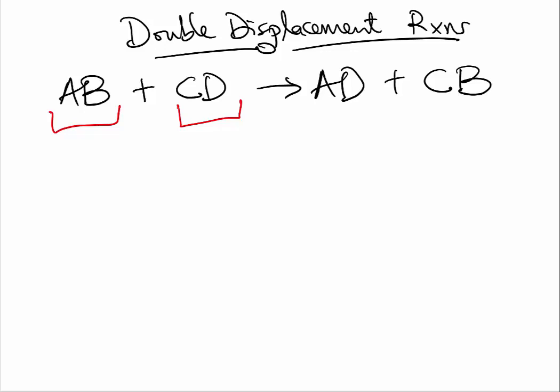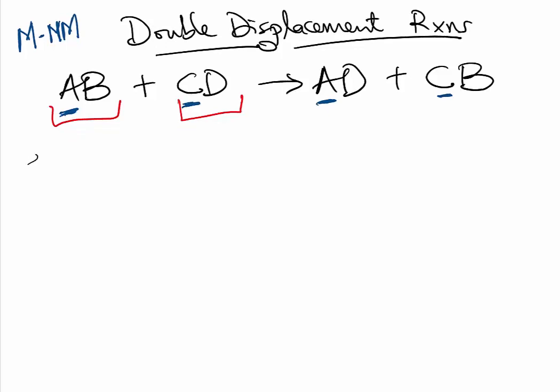Now, take a look at the way I have written the products. I wrote A first and I wrote C first. Why did I do that? The reason is because anytime we want to write an ionic compound, we usually write the metal followed by the non-metal. And that is what I'm trying to imply here. So the metal first, followed by the non-metal. Let us now take a look at an example of double displacement reactions.